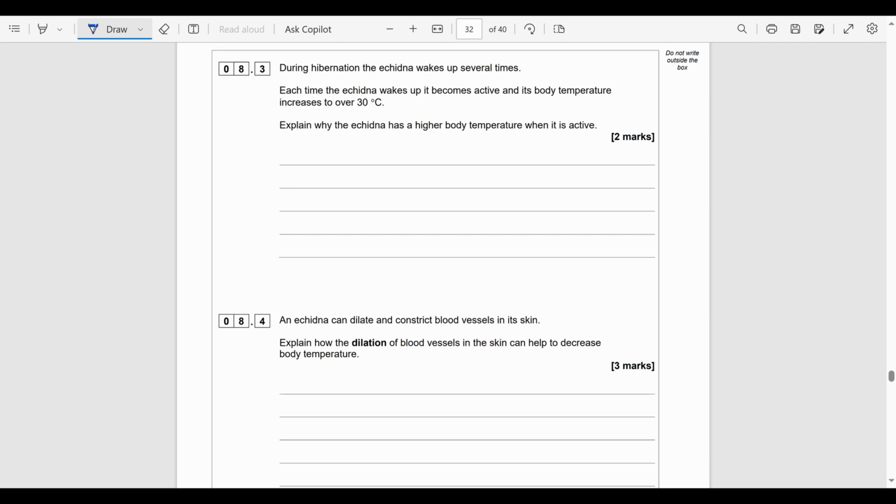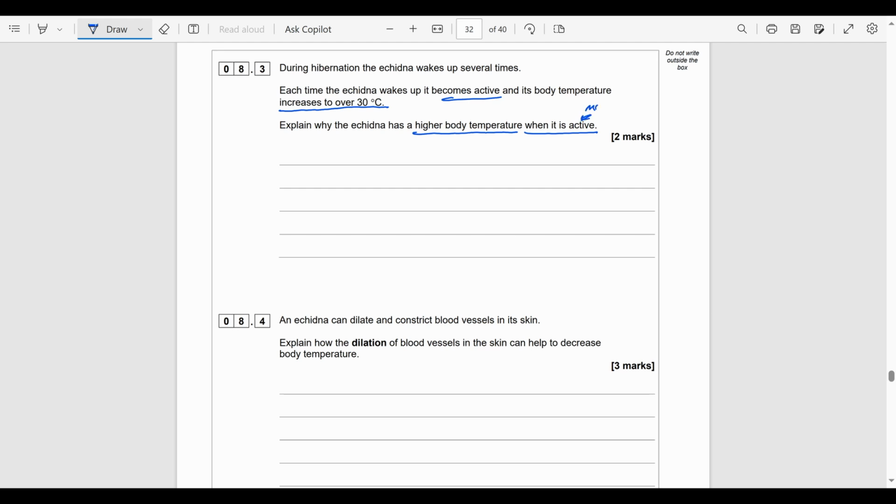8.3. During hibernation, the echidna wakes up several times. Each time the echidna wakes up, it becomes active and its body temperature increases to over 30 degrees. Explain why the echidna has a higher body temperature when it is active. Right, so talking about the opposite really now. When it's active, body temperature is really, really high. So what we've got to think about now is, what does this activity mean?